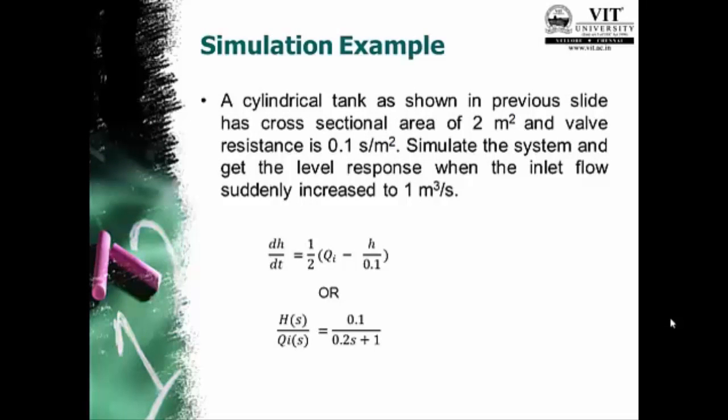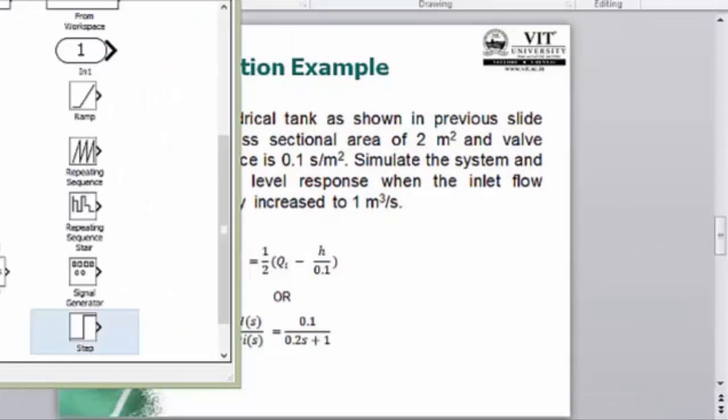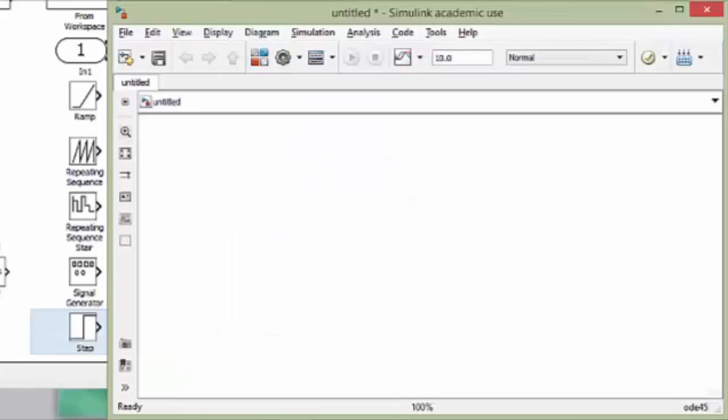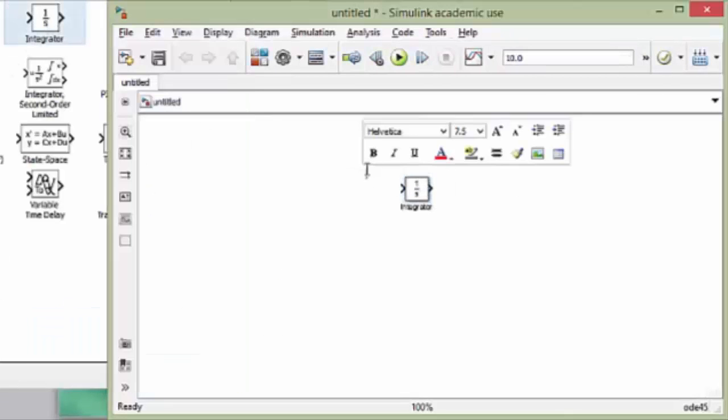Now we will see how to simulate this single input single output case using SIMULINK and get the dynamic response analysis. So the ODE model is already available. So dH by dt is a function of input flow and the process variable level, and we also have the transfer function model also. So now we are going to simulate this in SIMULINK. I have a blank model open. First we will see how to build this using basic Simulink models.